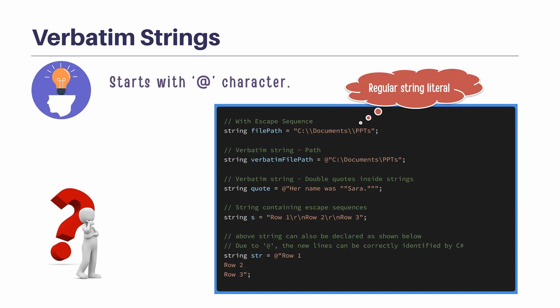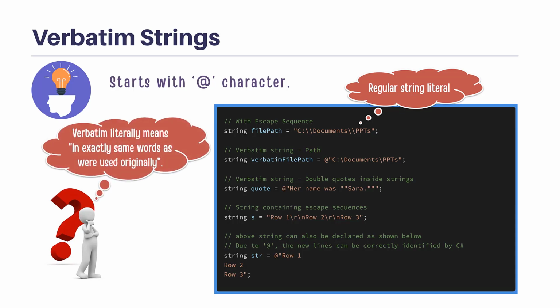Before looking at what verbatim string literals are, let's understand what the word means. The word verbatim literally means in exactly the same words as used originally. The verbatim string literal has an @ prefix. It also contains a string value inside the double quotes. All the characters inside the double quotes are represented as is.